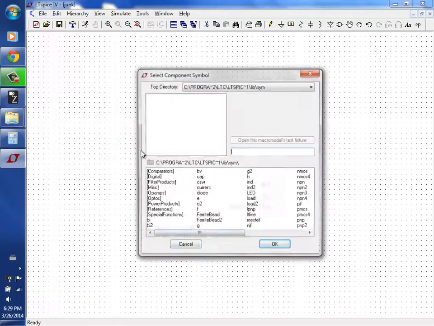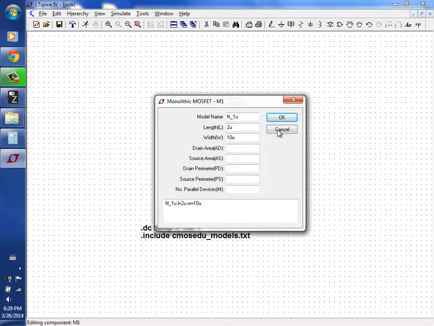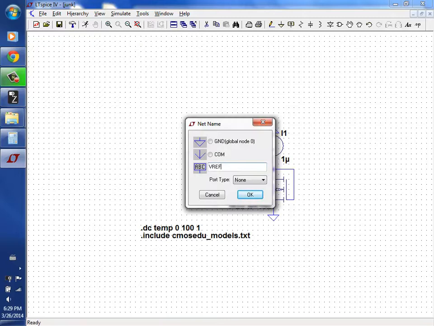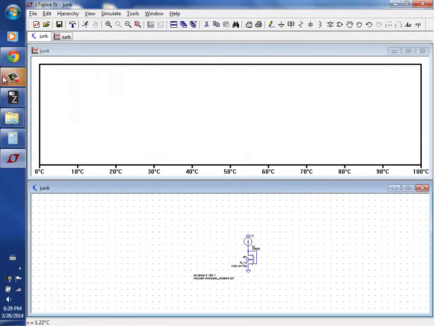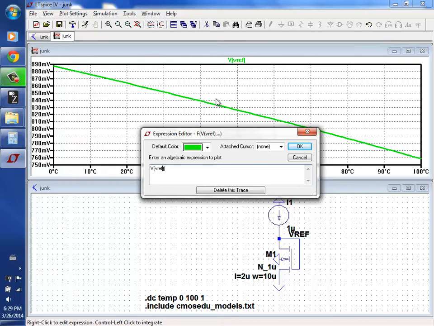And then let's plop down the current source. Let's just put a microamp there. Ground. 1U. And I'm going to make this one really wide. Actually, let's see what happens if we just do this. VREF. And then hit run. And then plot VREF. Take the derivative. Now notice VREF is slightly above the threshold voltage, so I should see minus 1 millivolt.